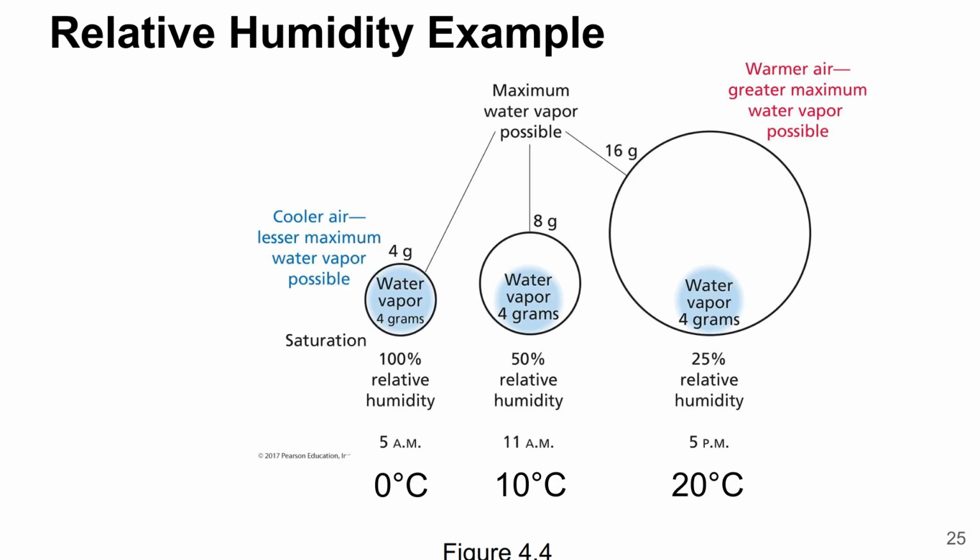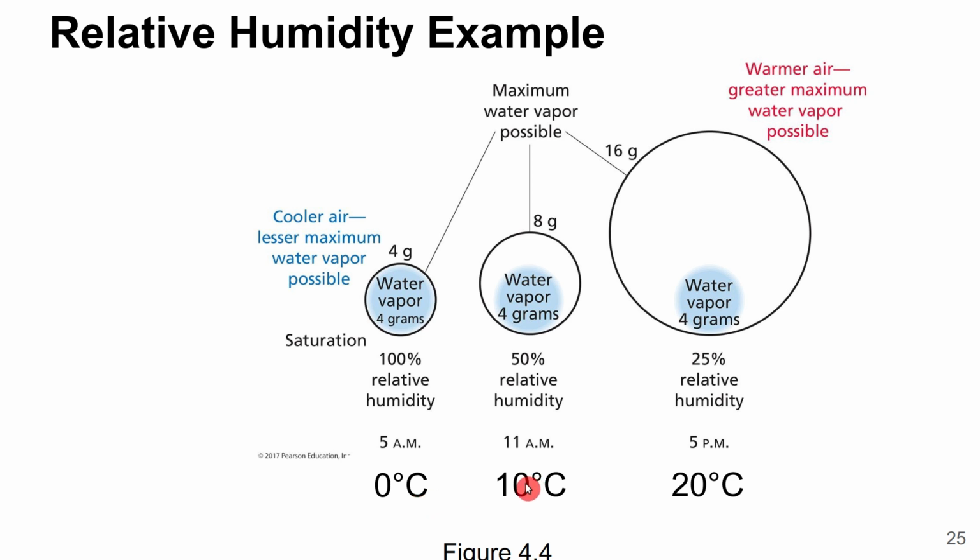So, for example, if it was 5 o'clock in the morning and 0 degrees, the specific humidity is 4 grams. That's what we have. The maximum is also 4 grams. 4 over 4 is 100%. So the relative humidity is 100%. The air is saturated. Dew point temperature is 0 degrees.